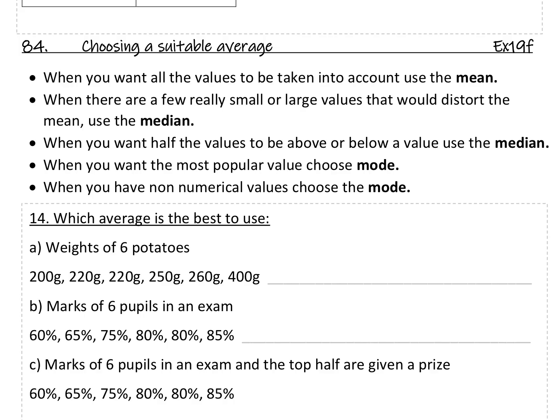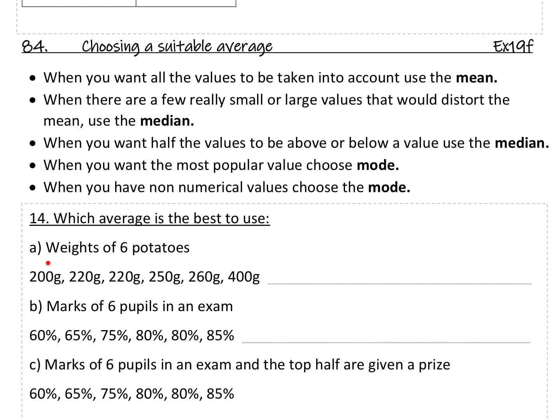But if you look at all the individual bits of data, and you think that number is going to mess up the mean or change it in a way that doesn't represent the data, then you look at the median. Point 3, when you want half the values to be above or below a value, use the median. When you want the most popular value, choose the mode. And when you have a non-numerical value, you have to choose the mode. You can't use the other 2.